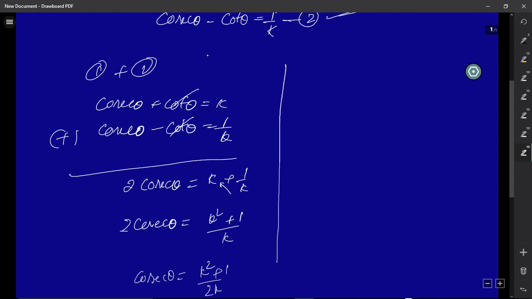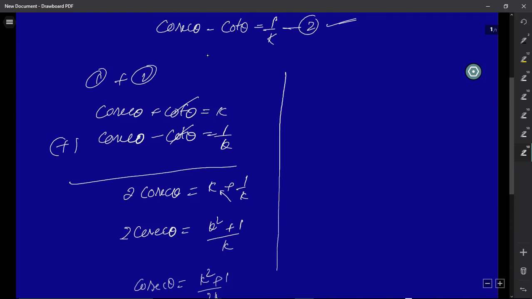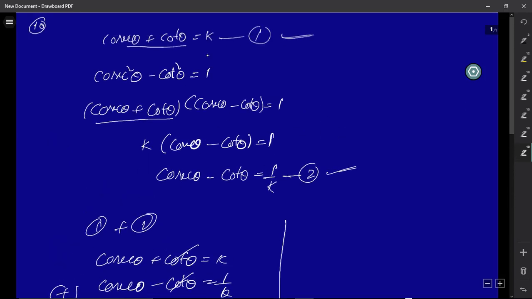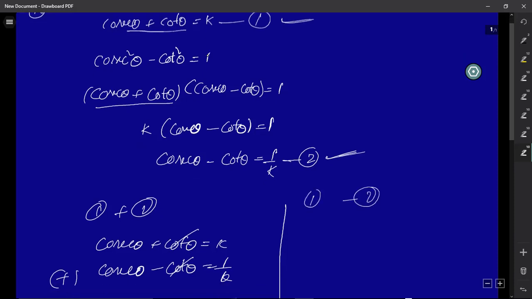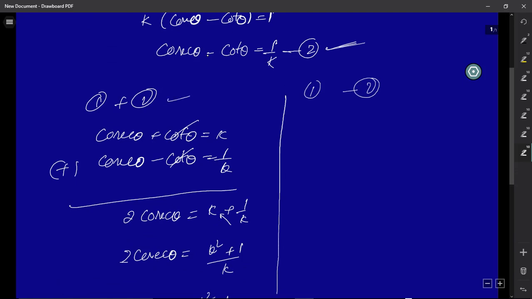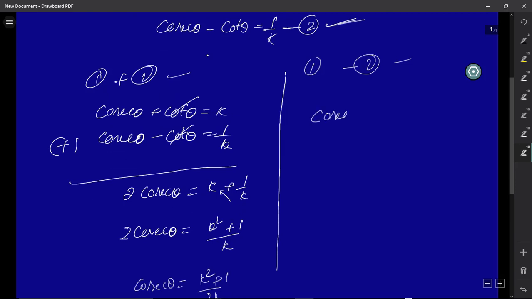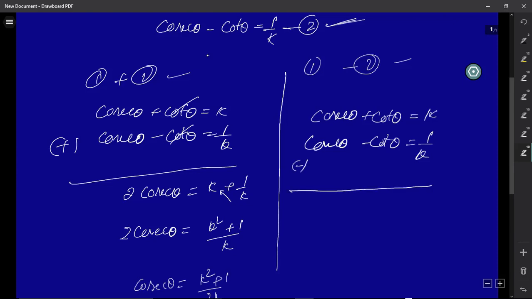So once I have added these two equations, first and second equation, I have added it first here. Now I'll subtract those two equations. 1 and 2 I'm going to subtract now. Once I've added those two equations, second time I'm going to subtract those two equations. What is the first equation? Cosecant theta plus cot theta is k. So cosecant theta minus cot theta will be 1 by k. I'm subtracting these two equations now. When I subtract these two equations, the sign will change. This becomes minus, this becomes plus, and this becomes minus.